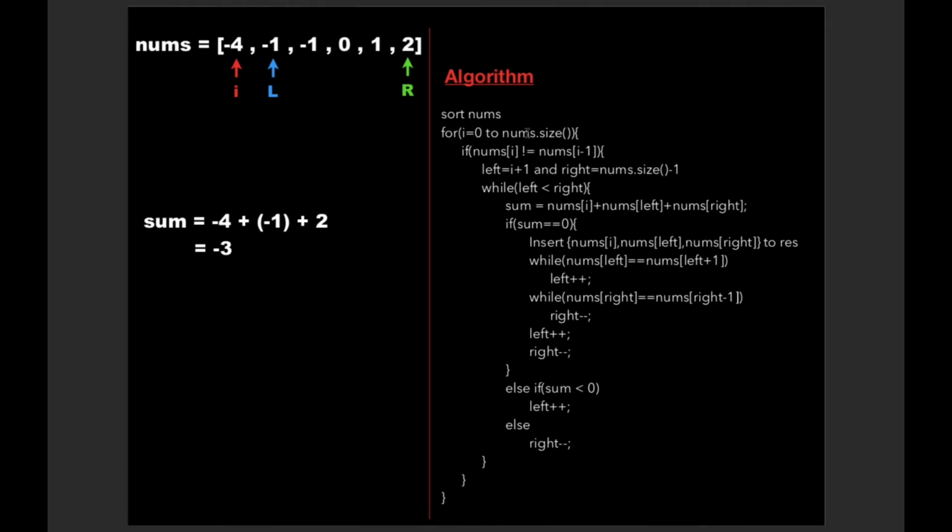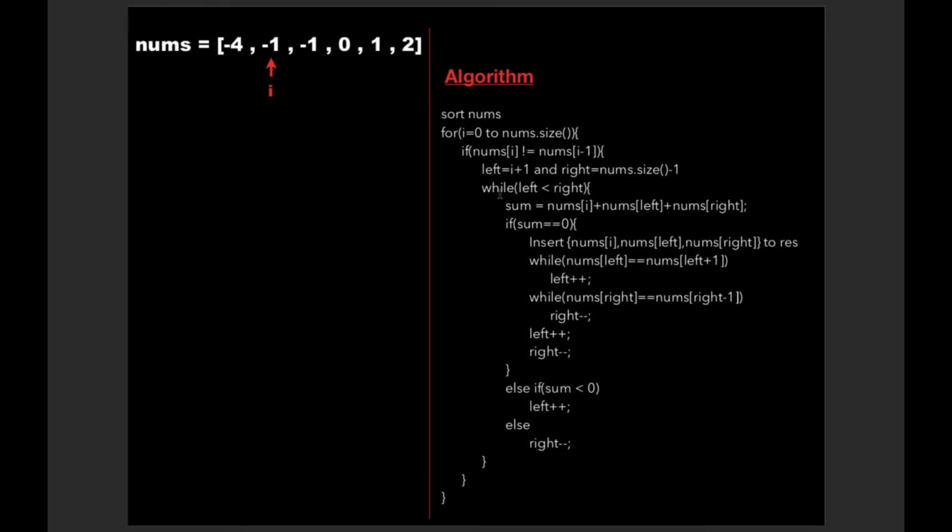The value of sum is minus 3, which is negative. Therefore, we enter the else condition and increment the value of left. Again, we calculate the value of sum, and since it is also negative, we increment the value of left and once again calculate the value of sum. Since the values of sum are negative, we keep on incrementing the left pointer, and finally we come to a case where the values of left and right are equal. Therefore, we exit the while loop and increment the value of i.